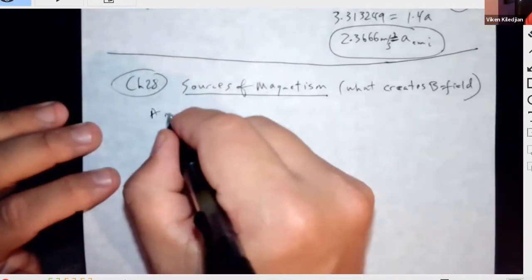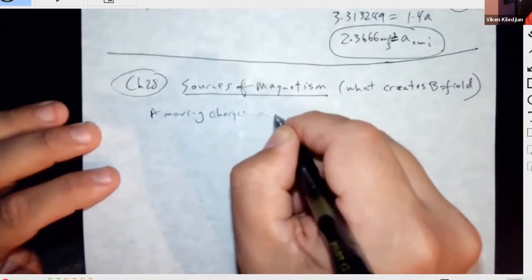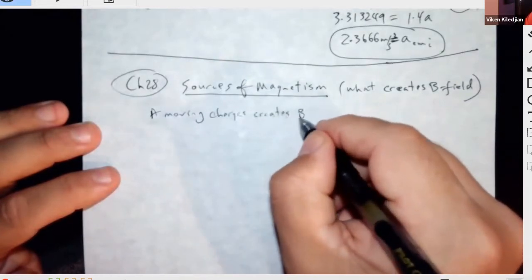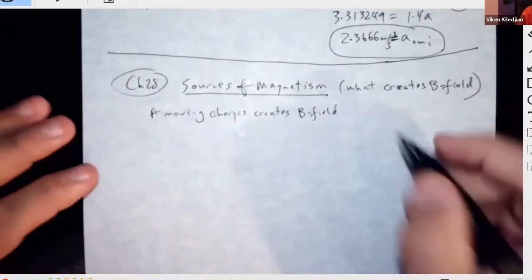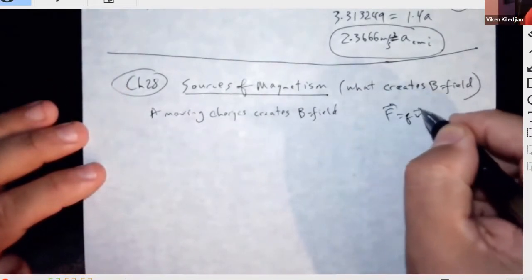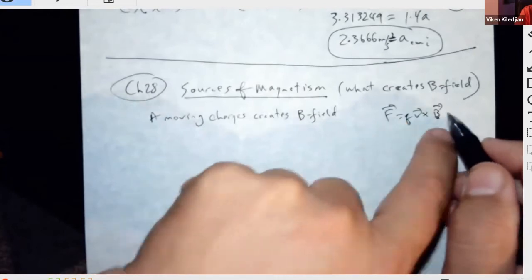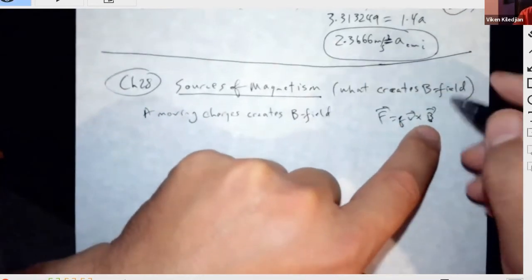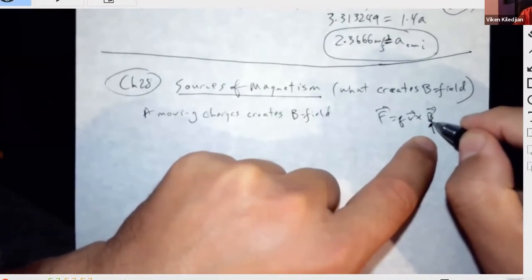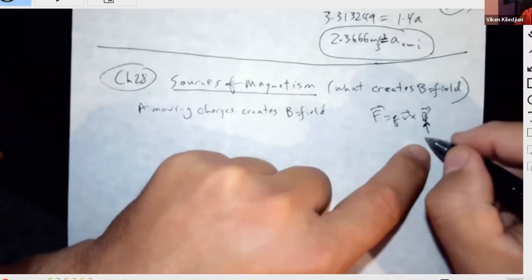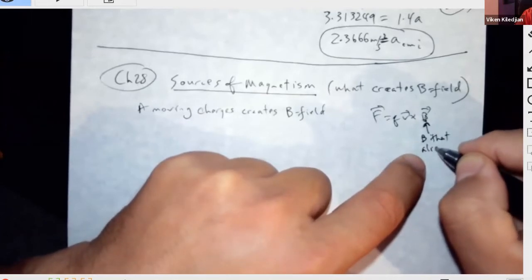And the easy answer is a moving charge. A moving charge creates a magnetic field. So it's kind of like the reverse of the previous chapter. In the previous chapter, we said, in order for a charge to experience a force from a magnetic field that is already being created. So imagine in the previous chapter, we didn't worry where the B was coming from. So this is a B that already exists.